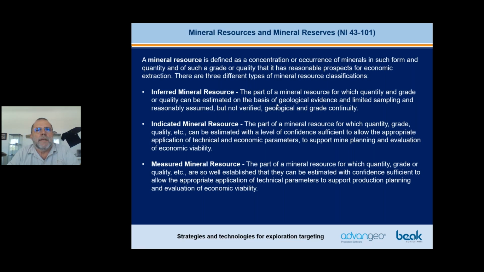And here are some more explanations from the Canadian standard. A mineral resource is defined as a concentration or a source or occurrence of minerals in such form and quantity and of such a grade or quality that it has reasonable prospects for economic extraction. There are three different types of resources: inferred, indicated, measured. You can read it by yourself later, of course.